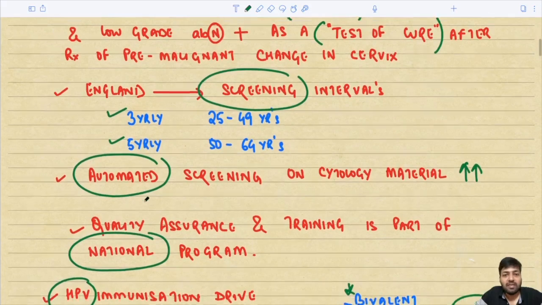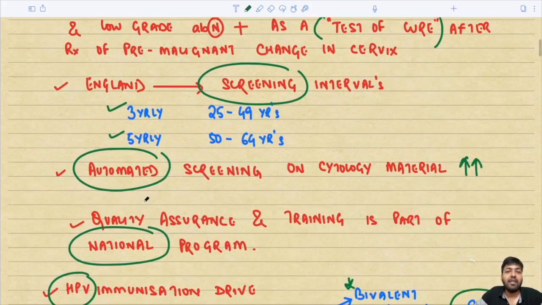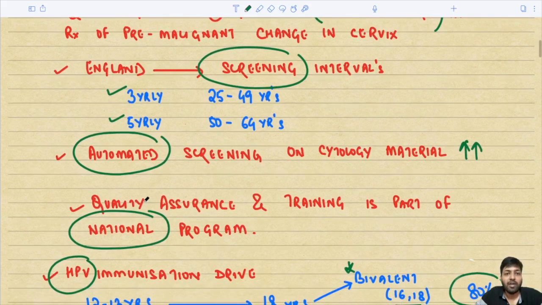The studies that we are going to read today were mainly conducted in the United Kingdom, so we are reading this lecture in terms of what is happening in the United Kingdom. In England, the screening interval for 25 to 49 years was 3 yearly, and for 50 to 64 years women, it was 5 yearly.